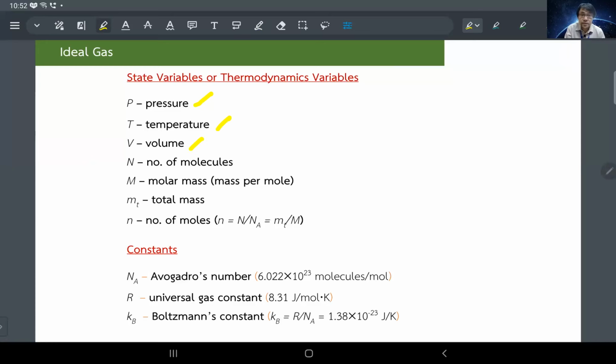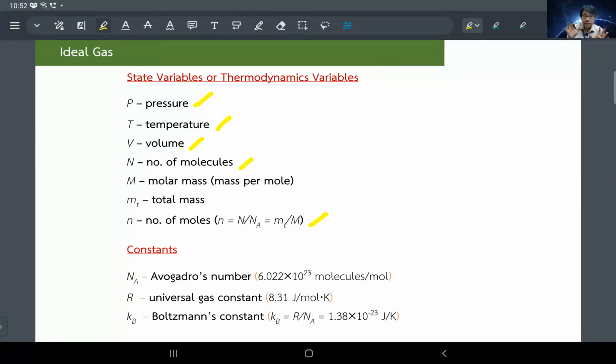Volume is easy to do, just like width, height, length, that's fine. The number of molecules, that's easy, we learned about this, we just count them, 1, 2, 3, 4, 5, 1 million, 10 million, on and on. The number of mole, this one is the one that you're familiar with. All right, so with this, I think you are in good hands.